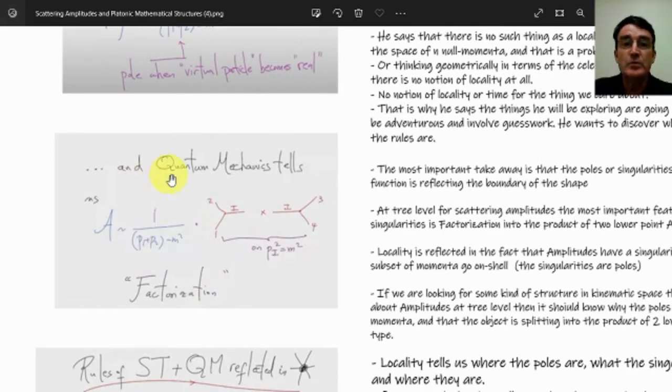So quantum mechanics tells us what happens to the amplitude when you get a pole in the denominator here, and what happens is it factorizes into two lower point amplitudes. So particles come in, get this intermediate particle, which propagates, and then the intermediate particle decays into particles 3 and 4.